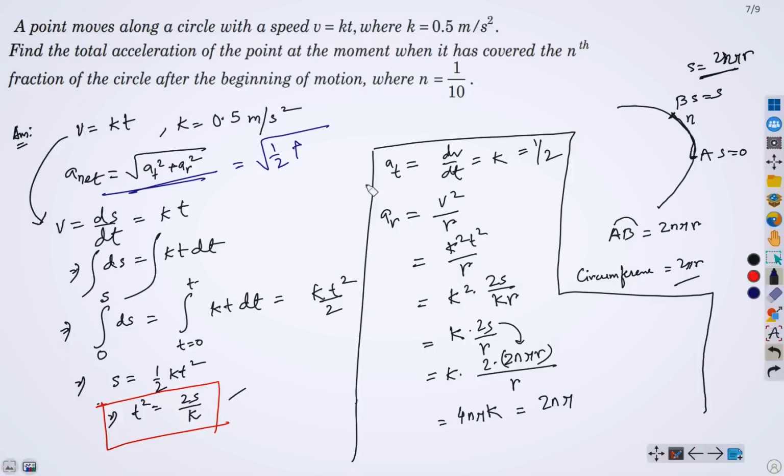This equals AT is half. AR is 2n pi, that is 4n square pi square. Okay. If we simplify this, this is 0.25. Now 4 by 100 times pi square. Yes, because n is 1 by 10.